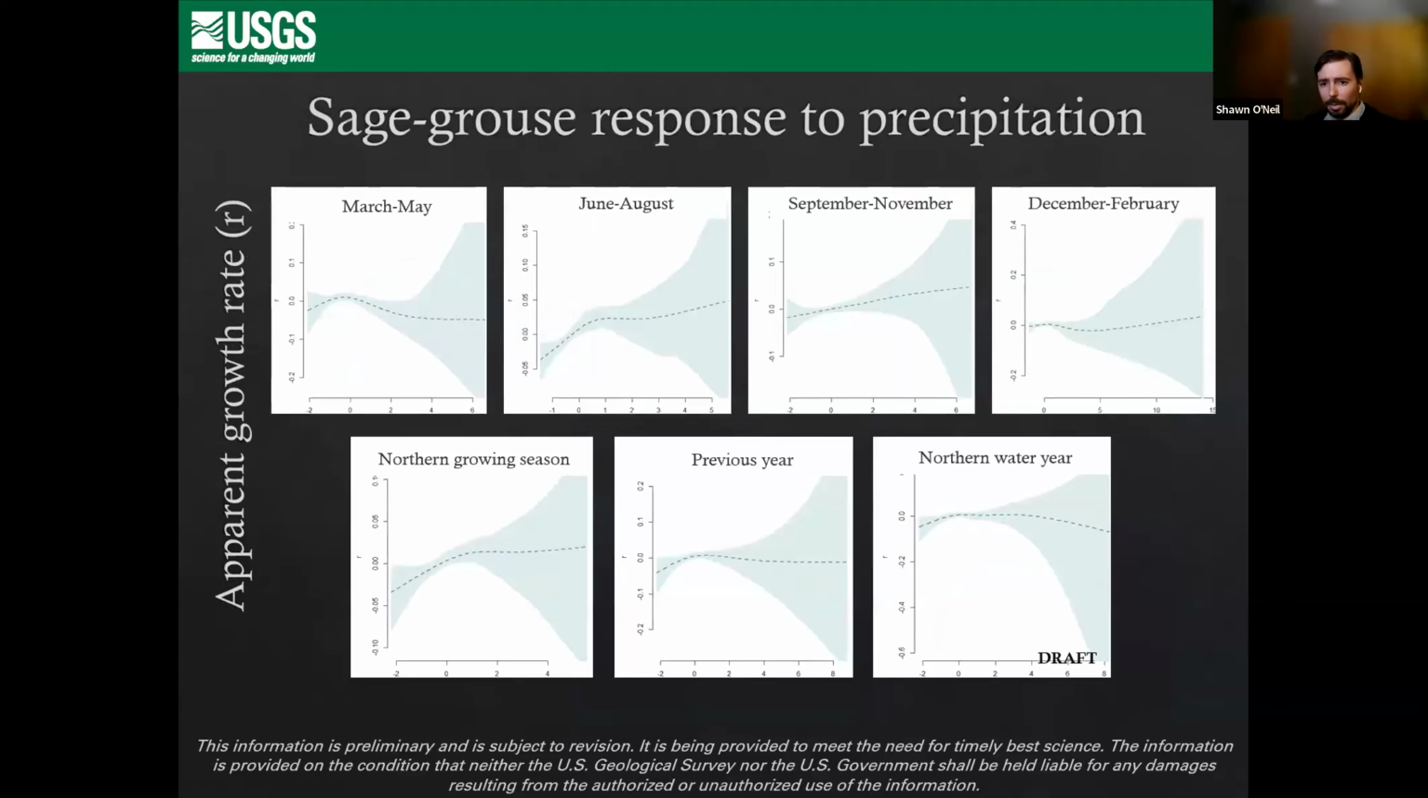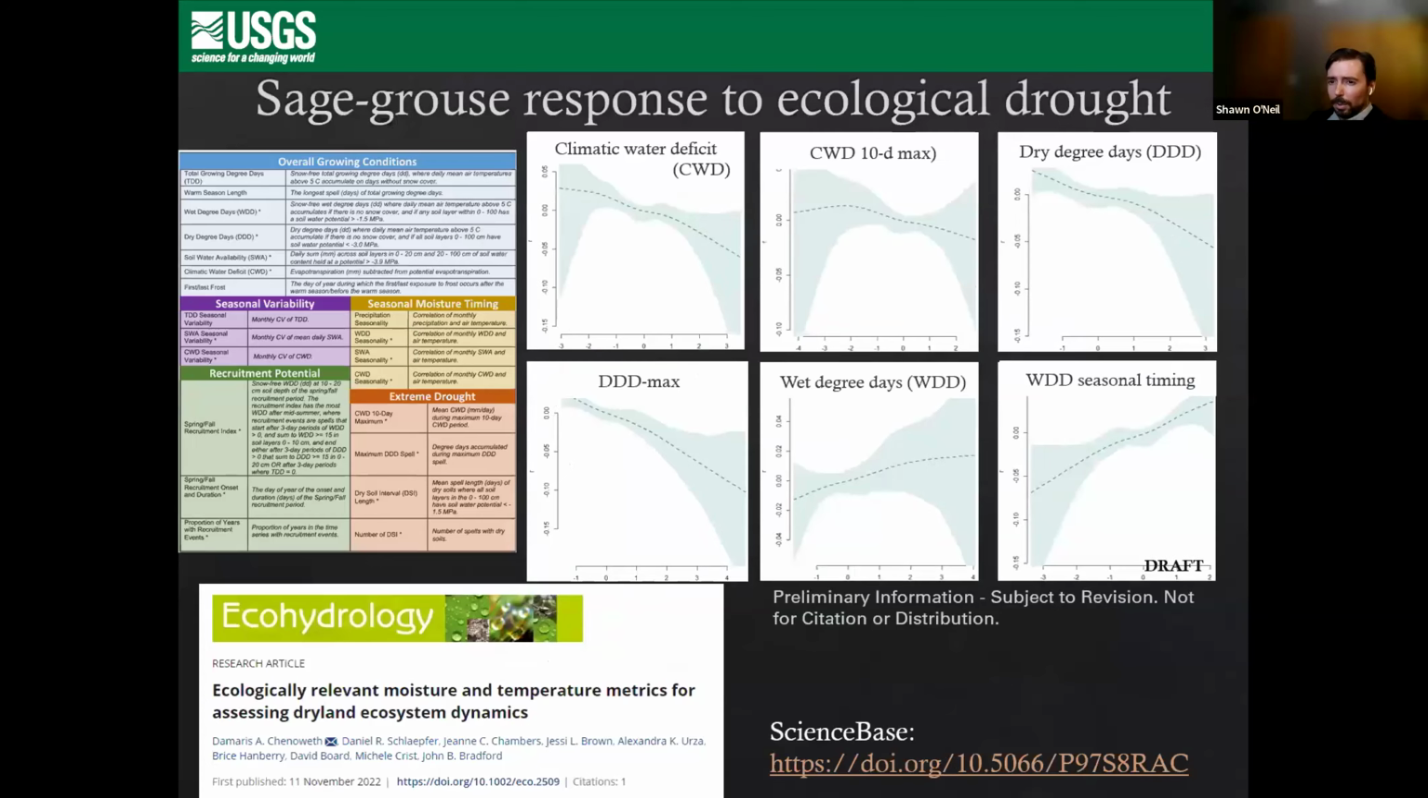We did the same thing for precipitation. These analyses showed generally weaker relationships. The most positive responses we see are for summer and the overall growing season precipitation. And we're also exploring responses to a collection of drought metrics that may have more direct ecological relevance.